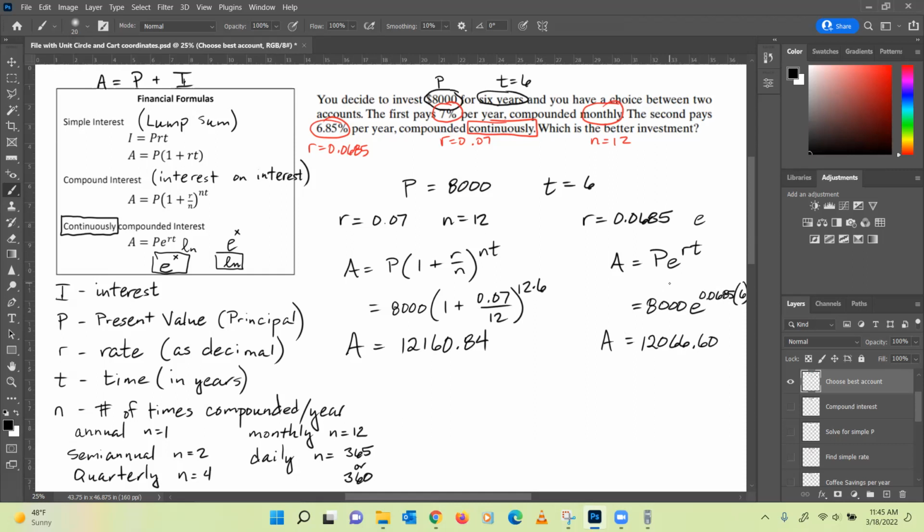While that would compound more often, because the interest rate is lower, it turns out that compounding monthly actually pays more because this one has a higher interest rate. So that would be the preferable account. We would get more money. It's not a big difference.